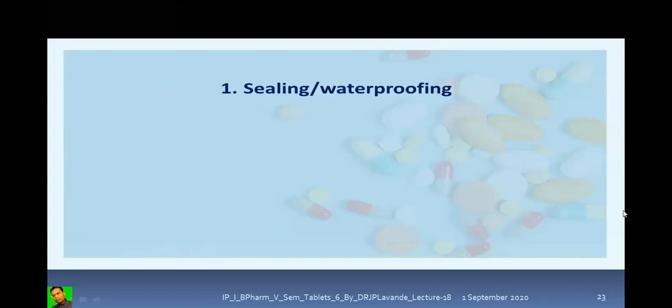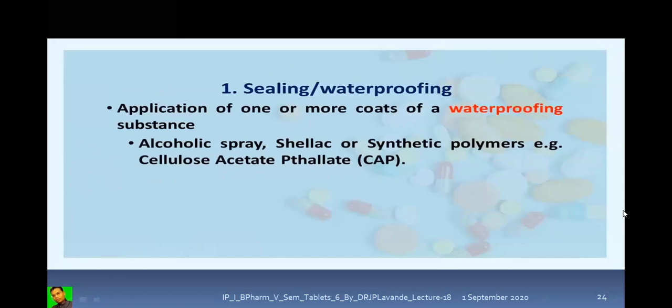Right. So the sealing or the waterproofing, what does it involve? It involves the application of one or more coats of waterproofing substances. Why is waterproofing important? Because the drug may come in contact with the coating solution and it may lose its properties. It may get hydrolyzed.